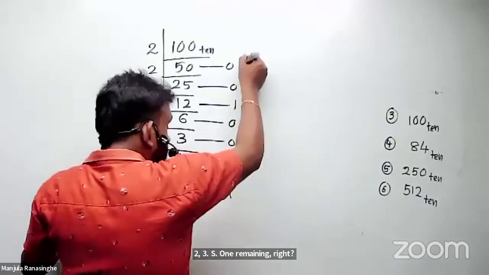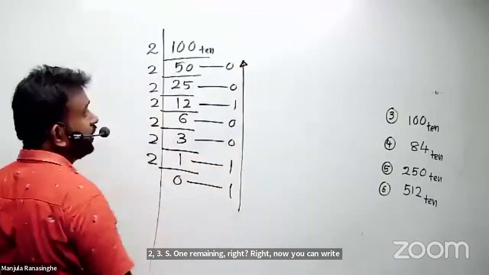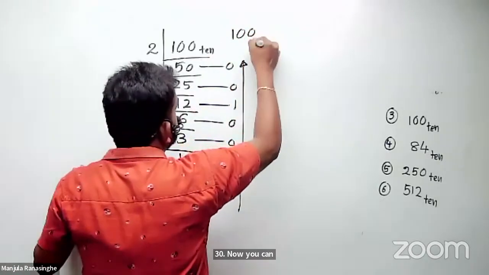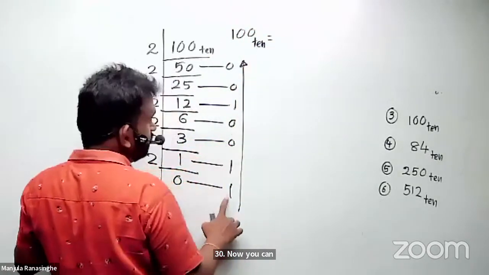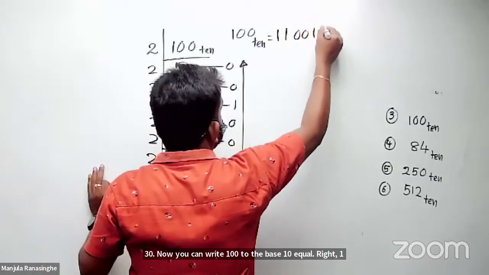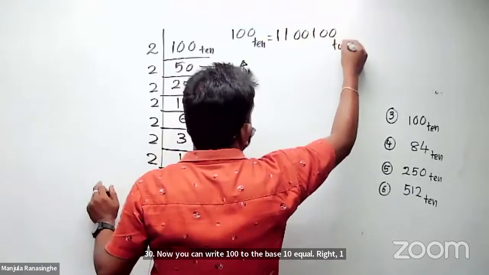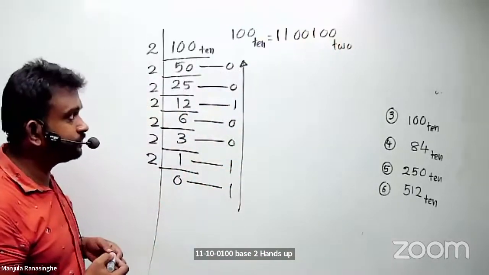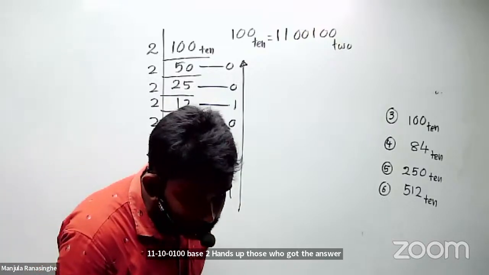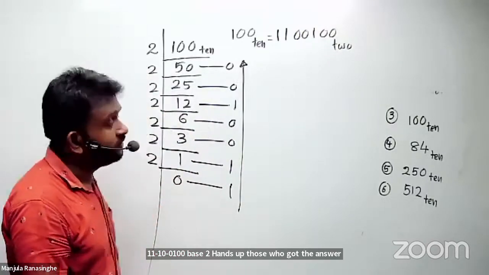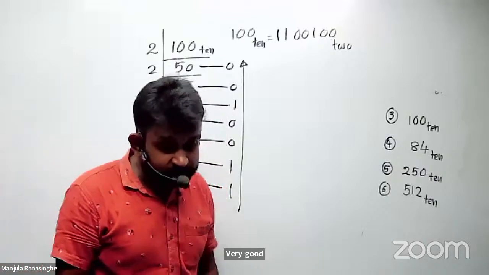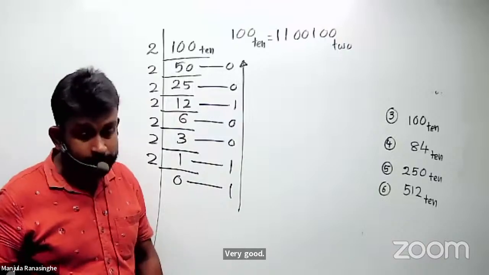Now you can write the remainders together in this direction. So now you can write 100 to the base 10 equal to 1 1 1 1 0 0 1 0 0 base 2. Hands up those who got the answer. Very good. We got the answers. Well done.